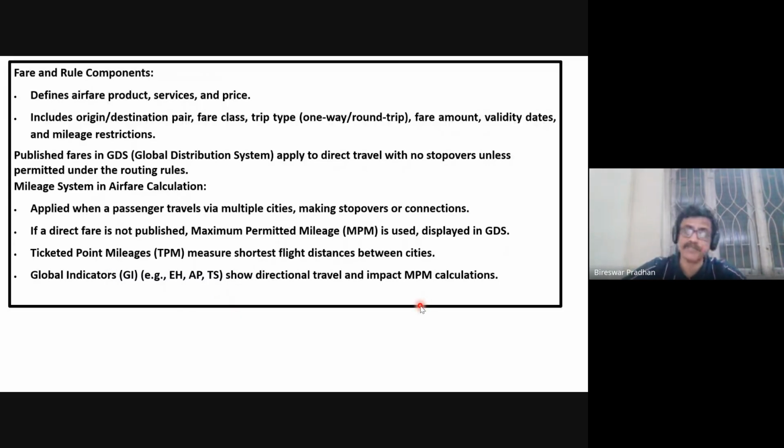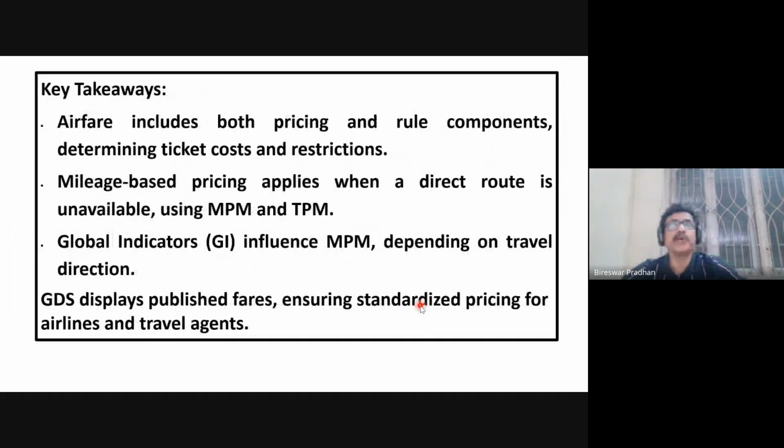Now we have come to the key takeaways. What are the key takeaways we are taking from this? A fare pair includes both pricing and rule components. A fare pair would include the pricing and rule components and determine the ticket cost and restrictions. Mileage-based pricing is applied when the direct fare is unavailable, using MPM and TPM. The global indicator includes the TPM and depends on the travel direction. The GDS displays the published fare in standardized pricing for airlines and travel agents.